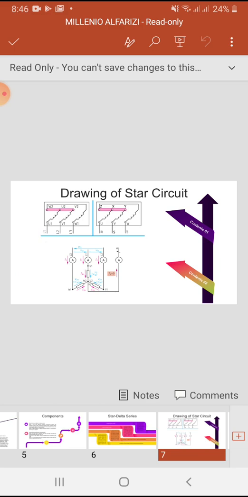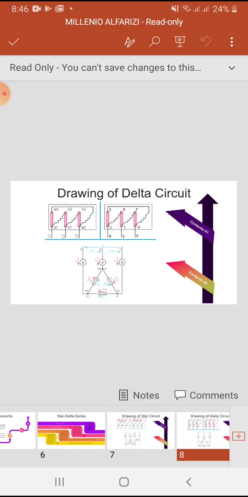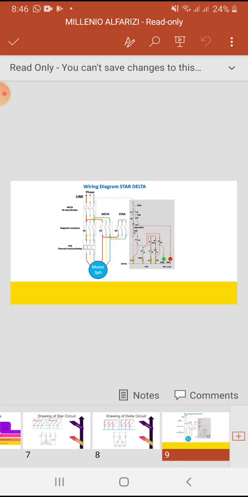This is the drawing of the star circuit, and this is the drawing of the delta circuit. Now, this is the wiring diagram of star delta.